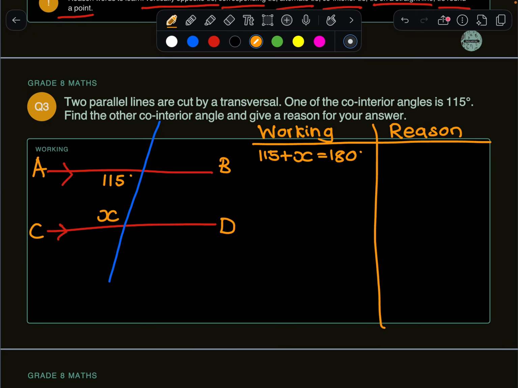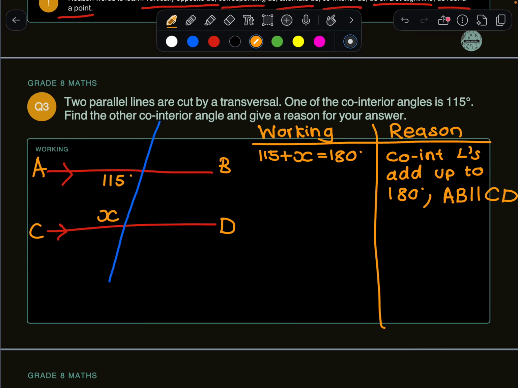Okay, our reason is co-interior angles add up to 180 degrees. It's not always expected at grade 8 level, but it is good practice to get into the habit of naming the parallel lines. So the reason we can say co-interior angles is because AB is parallel to CD. So you can see why I labeled those lines.